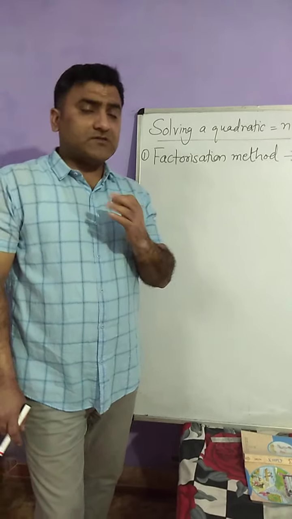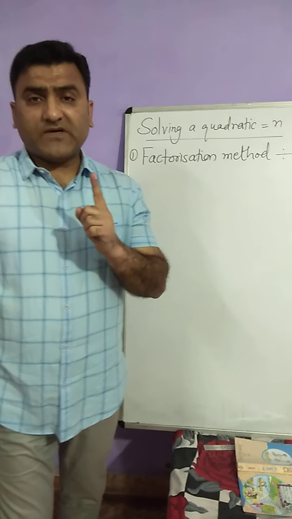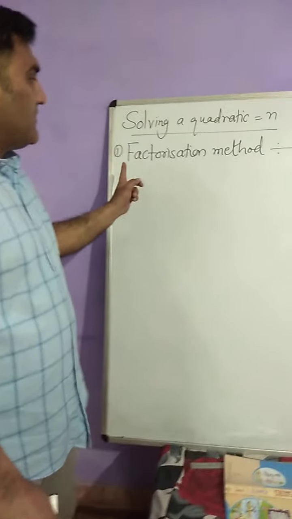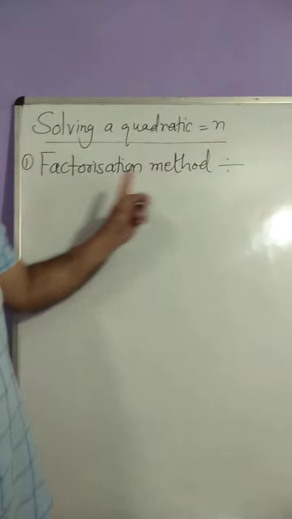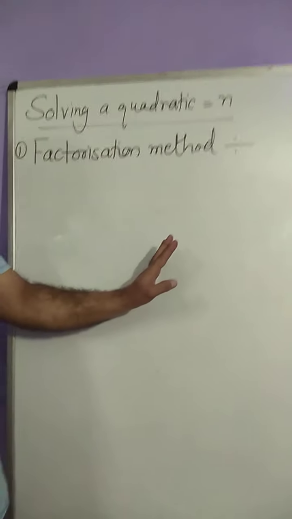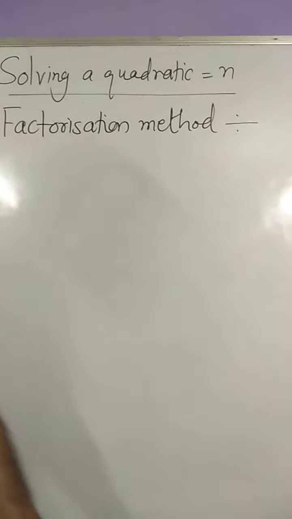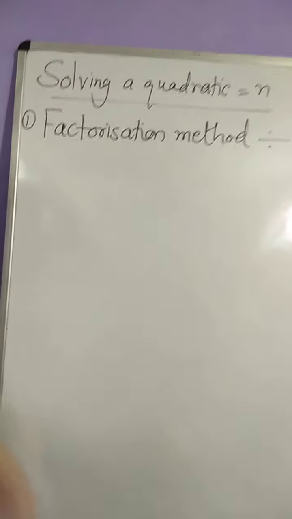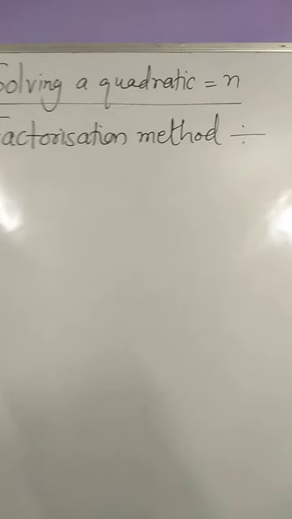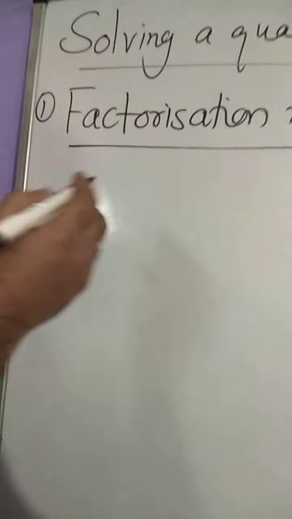There are three methods to solve a quadratic equation. The first method we will discuss is the factorization method. Factorization method means there is a quadratic polynomial, we have to factorize that, and in a quadratic polynomial you know how many linear factors are possible? Obviously two. So I'll take one example.